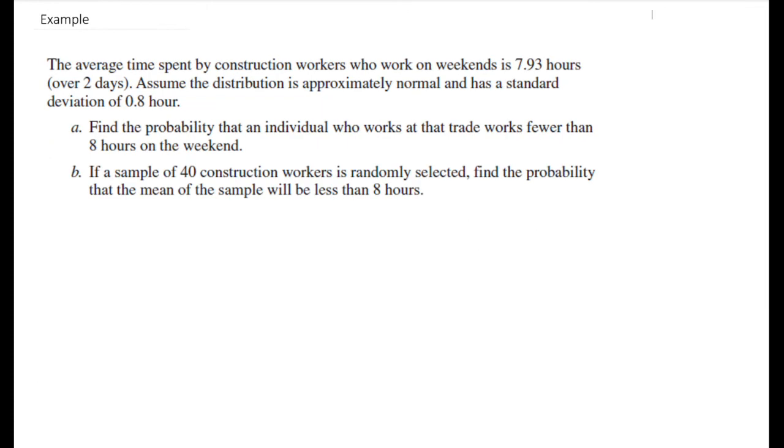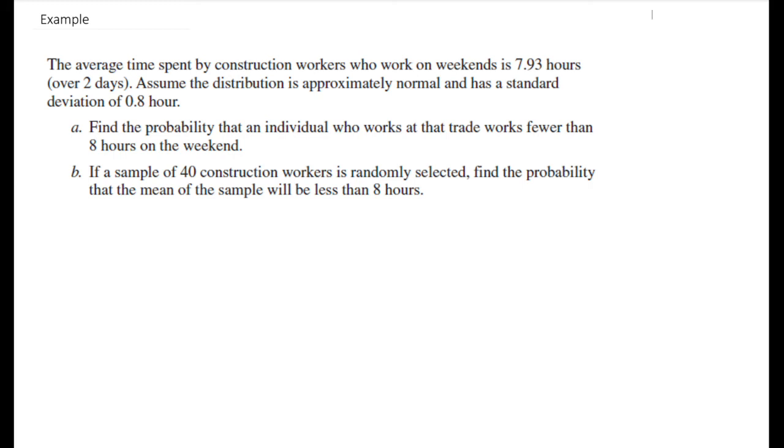So let's look at one more example. The average time spent by construction workers who work on weekends is 7.93 hours over 2 days. Assume the distribution is approximately normal and has a standard deviation of 0.8 hours. Find the probability that an individual who works at that trade works fewer than 8 hours on the weekend. And then part B, if a sample of 40 workers is randomly selected, find the probability that the mean of the sample will be less than 8.